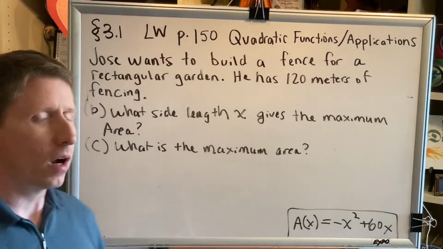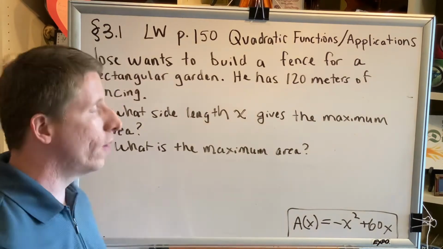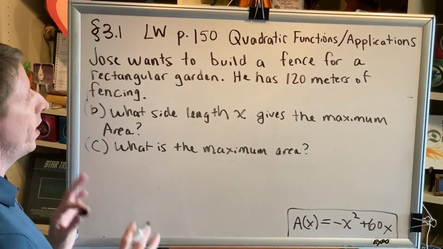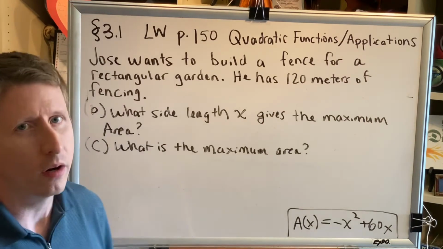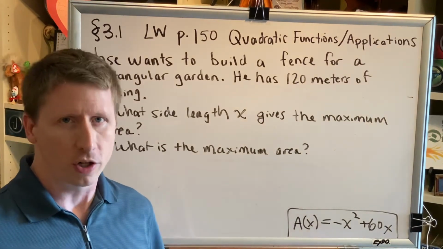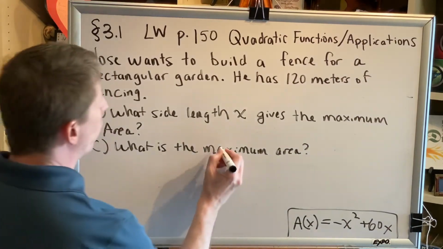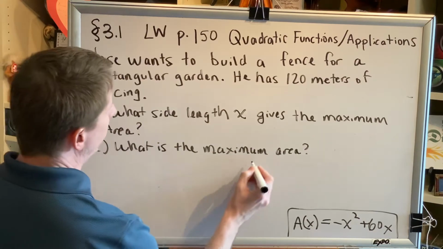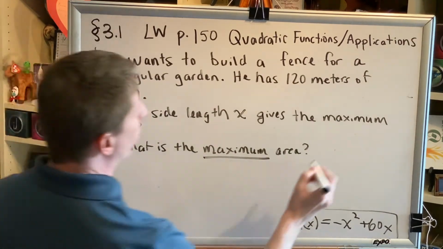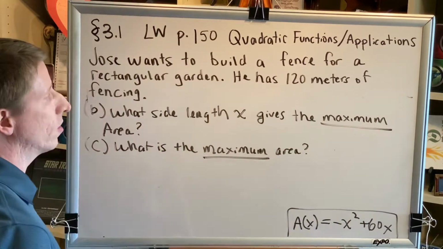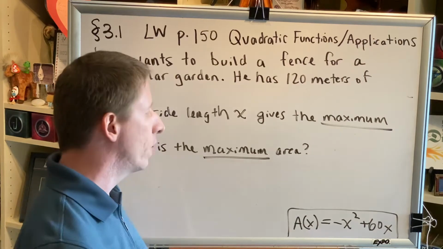Okay, let's see if we can figure out how to solve this problem. So let's follow some advice that I gave you in a previous video. Whenever you are reading a word problem and you can find an extreme word in it, like smallest, largest, biggest, minimum, maximum, then you want to verify that your equation is quadratic and then use the vertex. Well, I see the word maximum in both of these questions. So if I can just verify that this is quadratic, then the vertex will help me answer the question.